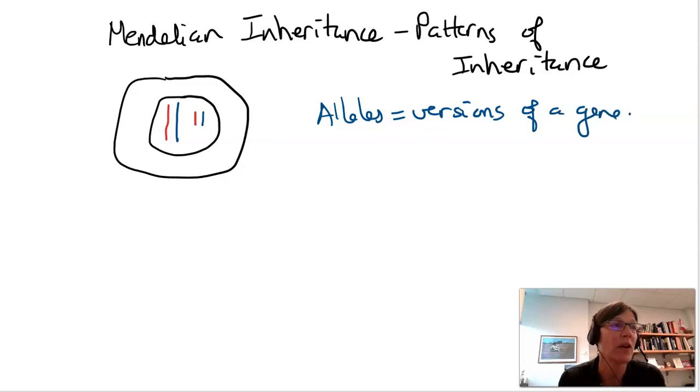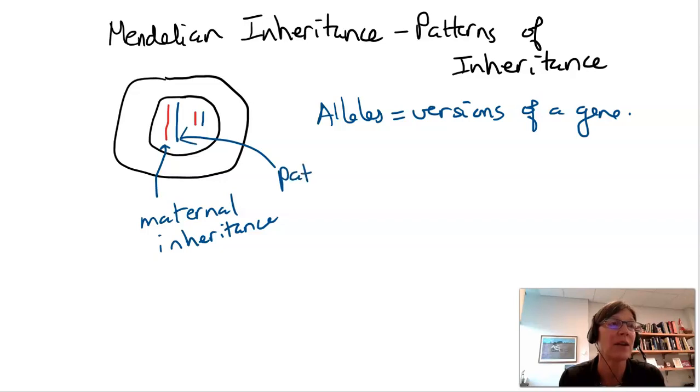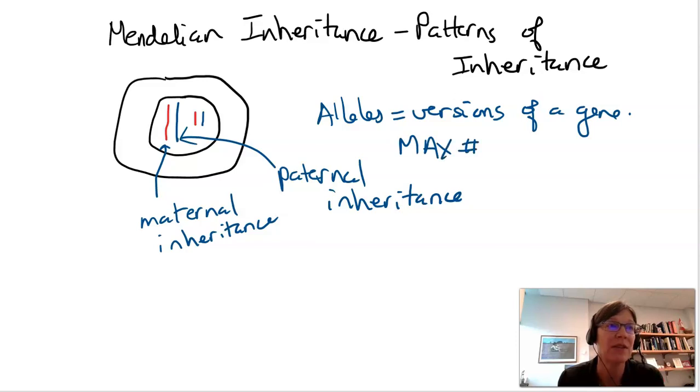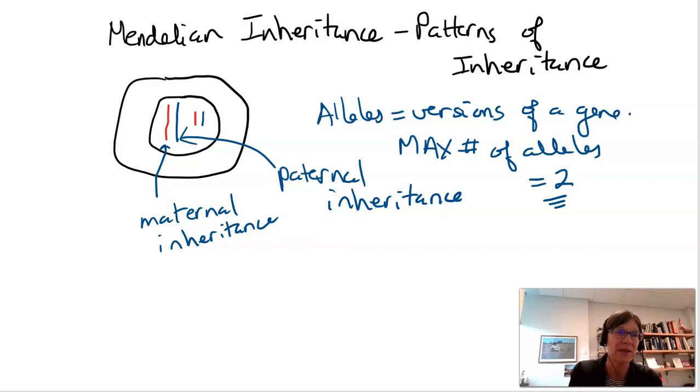Here we've got our pairs of chromosomes. The red is supposed to be depicting maternal inheritance. That's the copy you got from your mom, your biological mother. And the blue is supposed to be depicting paternal inheritance. Chromosomes, which are what these lines are depicting, carry genes. And genes occur in alleles. Since for each chromosome you have a pair, the maximum number of alleles that you can have as an individual is 2.